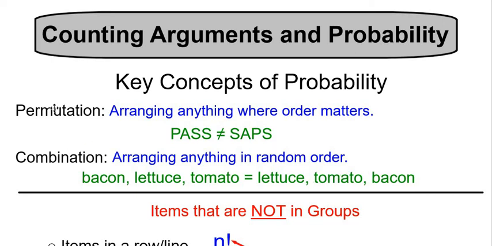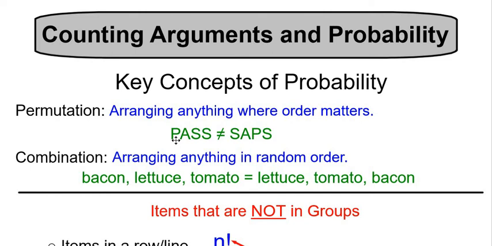So for instance, there are two kinds of counting thoughts. One of them is called a permutation. A permutation is when you arrange anything where order matters. For instance, if I have the word pass, that is not the same when you spell as the word saps. So that's a perfect example of the order of this word matters. Another example of that is a password or a combination, which is kind of funny.